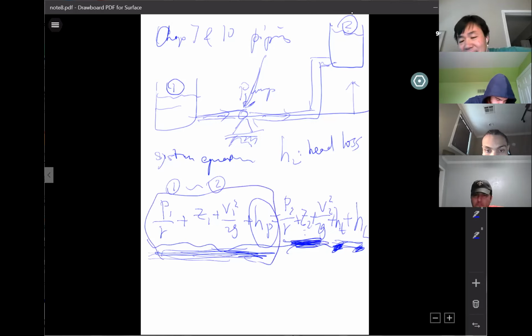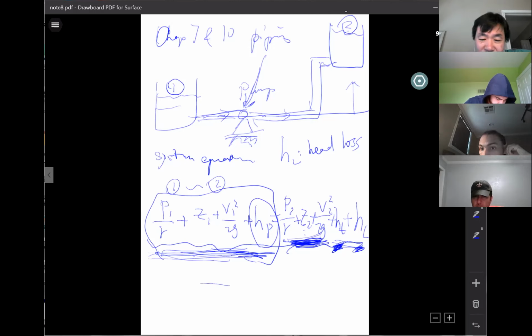So in total, the energy eventually goes to three places. Of course, the first place is the end, where you have three components: the ending pressure, the ending elevation, and the ending velocity. The other part is that some of the energy will be taken by the system if you put a turbine there.